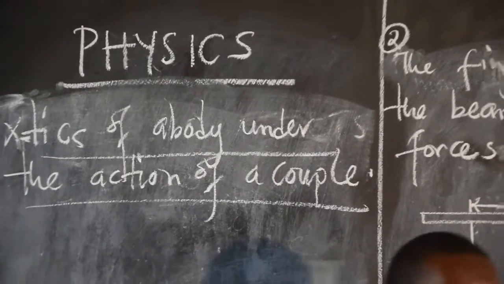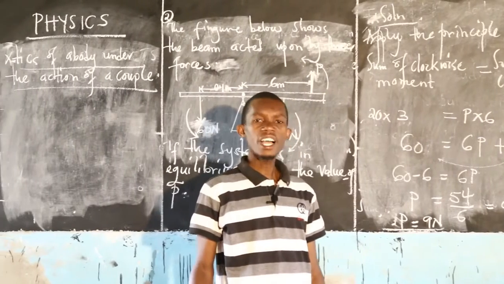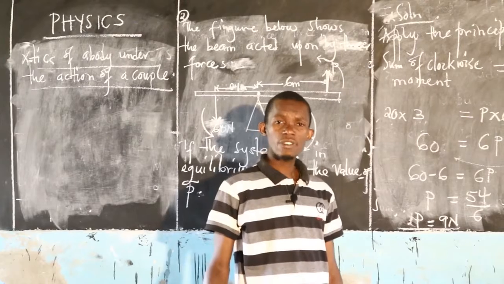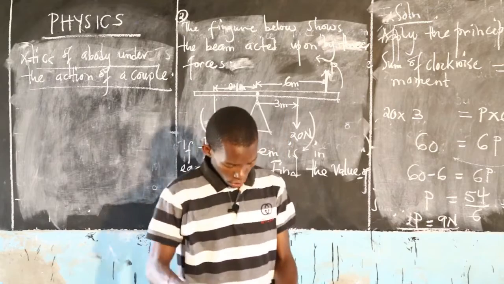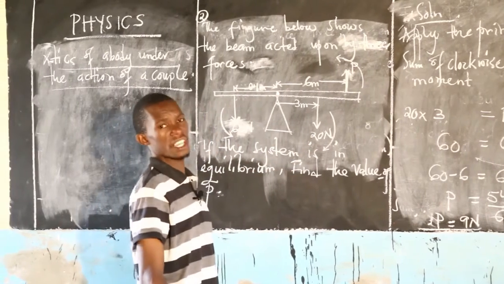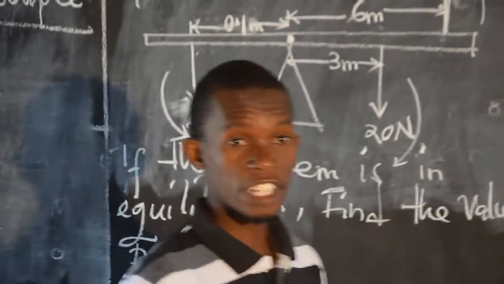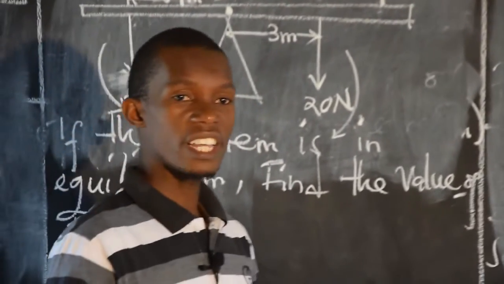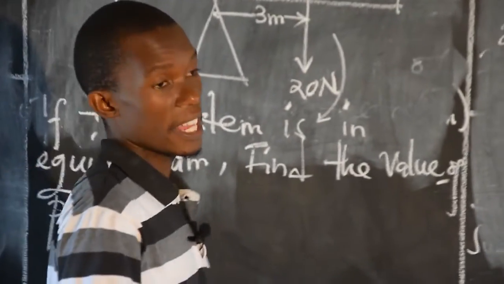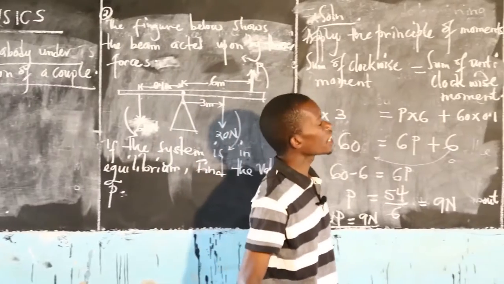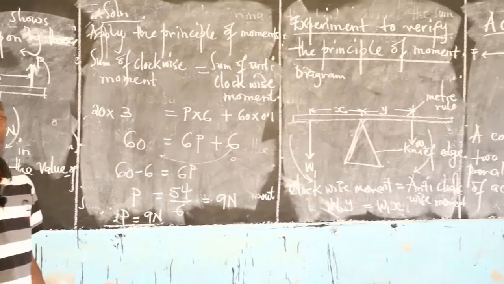Dear my students, here you should get to know that when a body is under the action of a couple, the forces acting on this body are the same. That's why the net force, the resultant force, is qualified to be 0. And they have what you call a rotation effect on them. And also we know that the forces are acting oppositely.